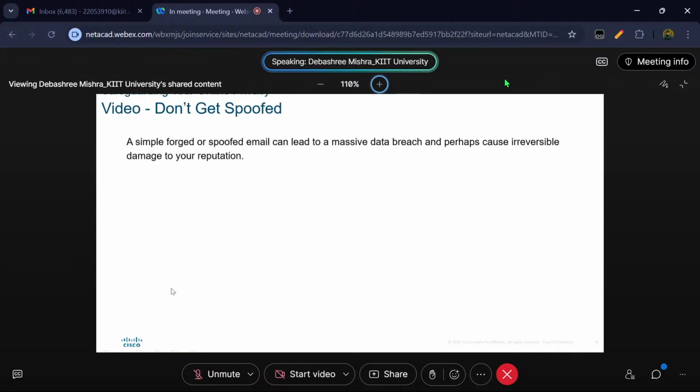Now next is, don't let your video get spoofed. A simple forged or spoofed email can lead to a massive data breach, and that can cause irreparable damage to your reputation, like your data or the video that you have created. The content or some editing may have been done which misleads the original information into some other defaming information. In that case, definitely you will lose your reputation, and similarly the reputation of the organization where you are working will also get sacrificed.